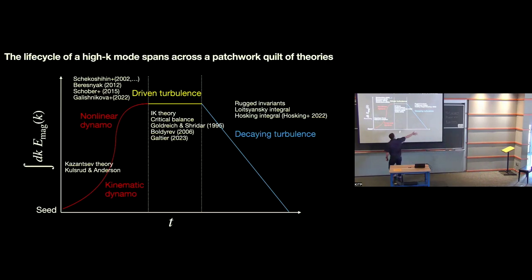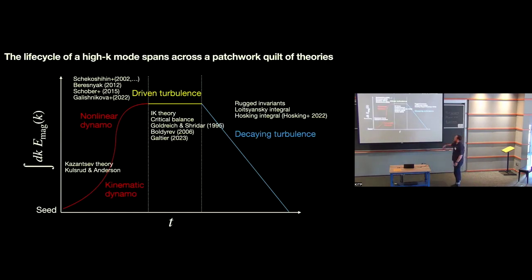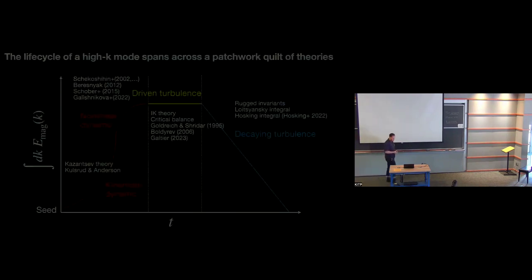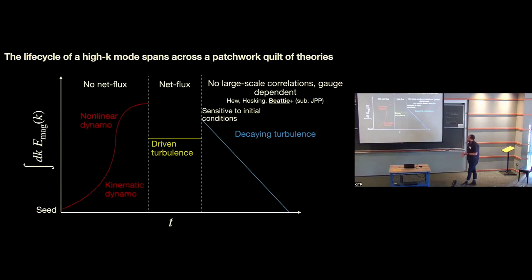We have a set of Kazantsev theories, Kulsrud and Anderson theories for the kinematic dynamo. We have some beautiful nonlinear theories for the secular dynamo. We have some driven turbulence theories. Oh my goodness, probably a lot of theories that people have heard before of driven turbulence: Goldreich and Sridhar, Boldyrev's dynamical alignment, Galtier's fast magnetosonic wave turbulence, etc., etc. And then we go to the land of decaying turbulence, which is described by a set of rugged invariants. They don't fit well together, is my whole point of this exercise of drawing this diagram.